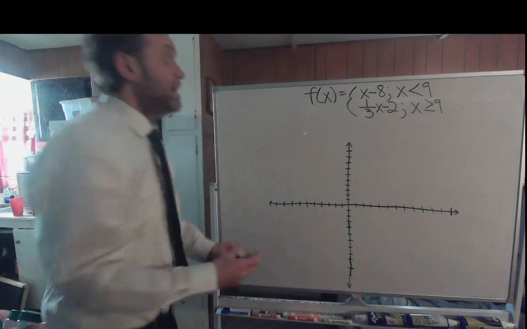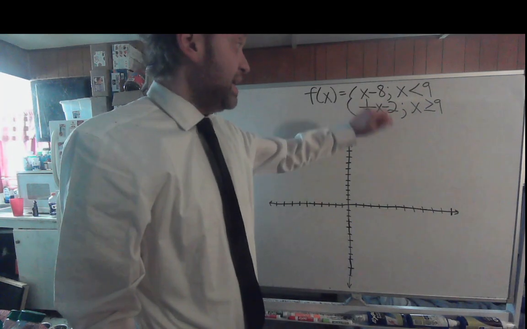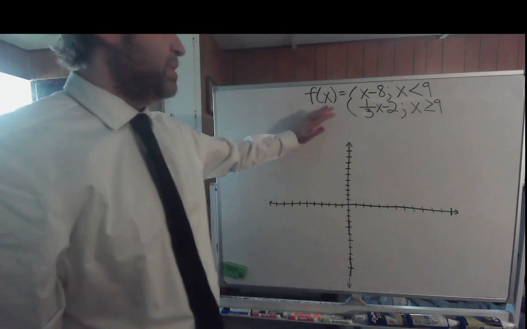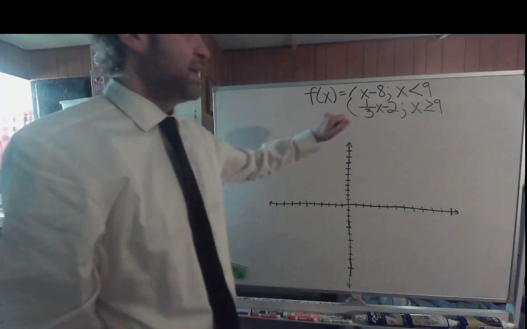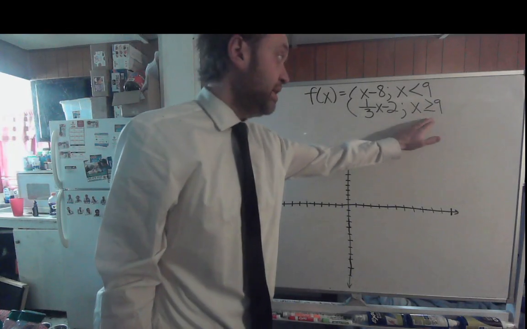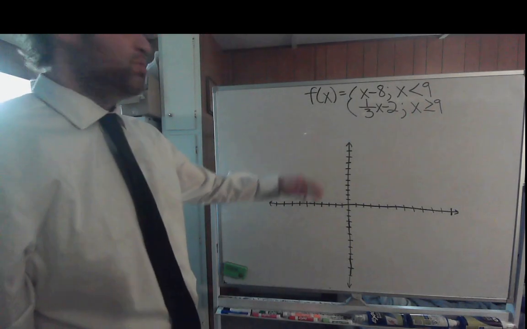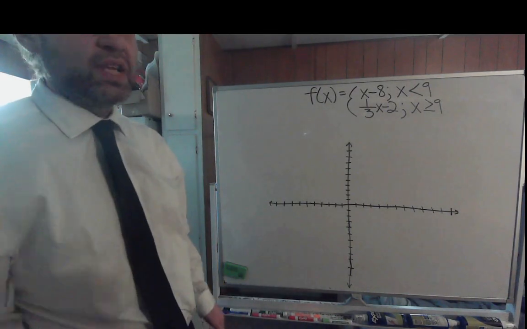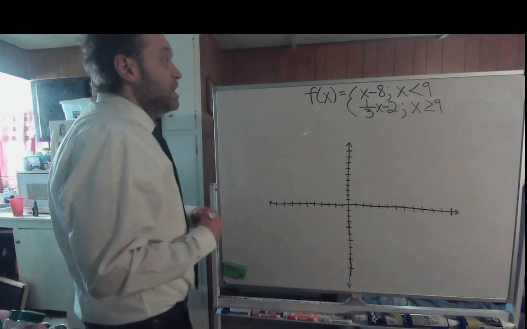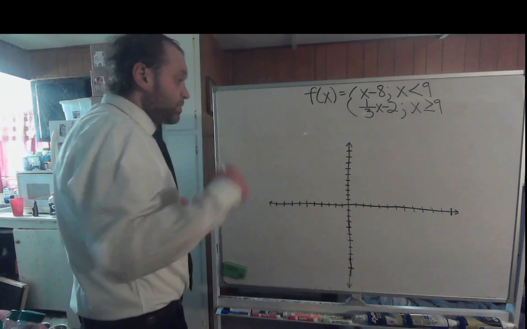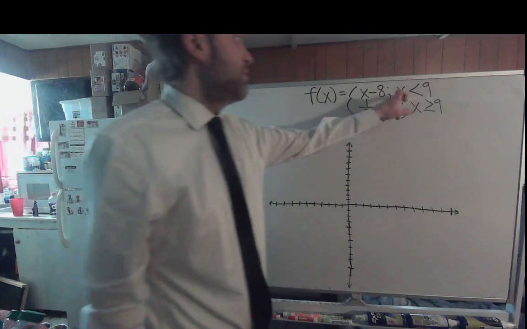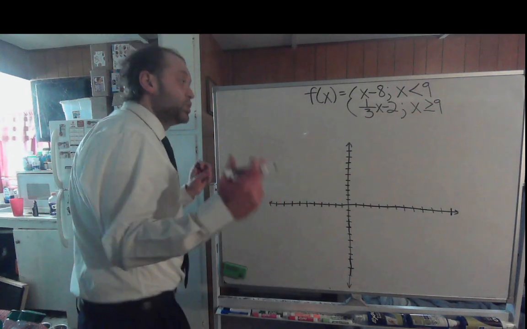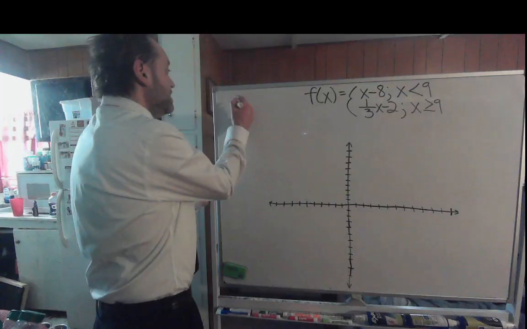This time you have x minus 8. When x is less than 9, the function will behave like f of x equals x minus 8. When x is greater than or equal to 9, the function will behave like f of x equals 1/3 x minus 2. Let's start with the less than 9. So we need to put in 9 for the x minus 8, even though it's not defined there. We want to find where the discontinuity is.